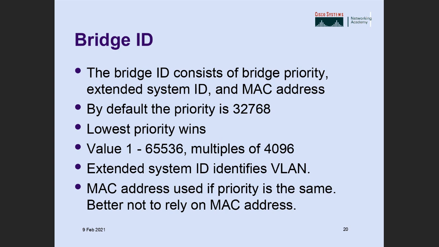So the bridge ID is composed of the bridge priority value. By default, it's 32,768. That's exactly halfway between 0 and 65,536, because it's a 16-bit value, so 2 to the power 16 is 65,536. Lowest priority wins. The extended system ID is used to allow for VLANs, because every VLAN is a separate broadcast domain. That means if we're running 4 VLANs, we have 4 copies of STP running. The MAC address is going to be used if the priority is the same.